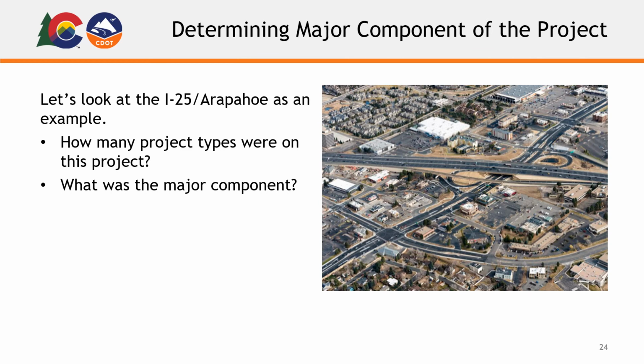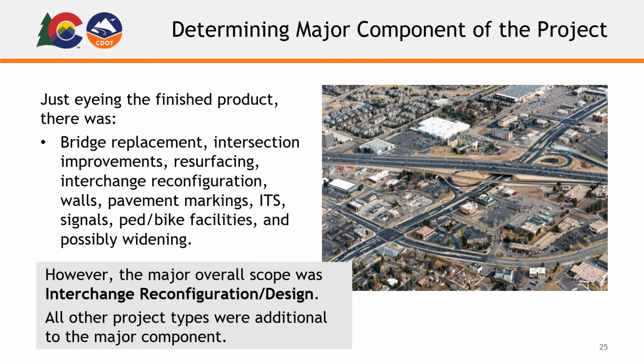Let's look at I-25 in Arapahoe as an example. How many project types were on this project? And what was the major component? Just eyeing the finished product, there was bridge replacement, intersection improvements, resurfacing, interchange reconfiguration, walls, pavement markings, ITS, signals, pedestrian and bicycle facilities, and even some possible widening. However, the overall scope was interchange reconfiguration and design, with all the other project types being additional to the major component.